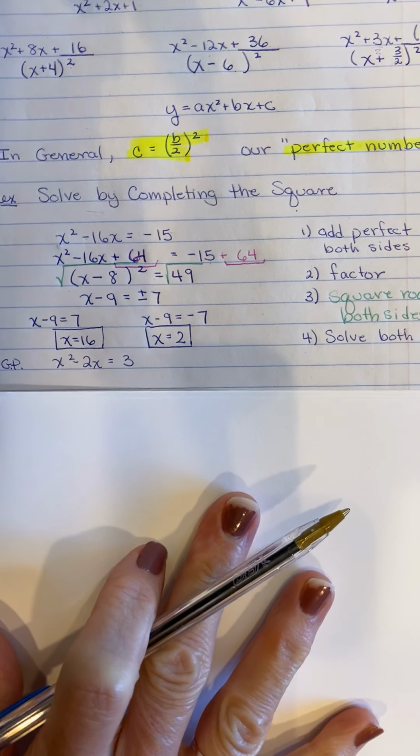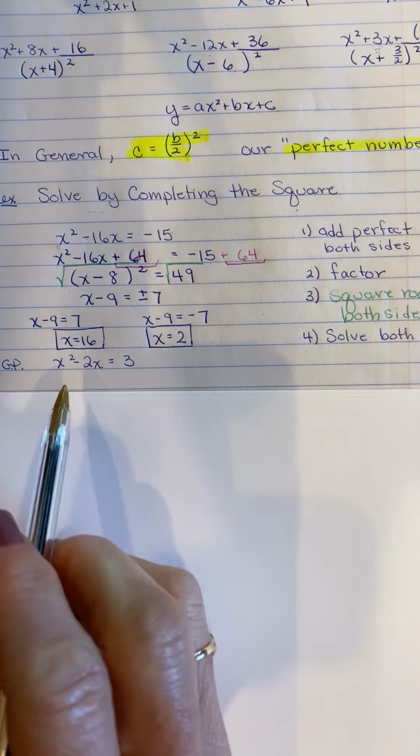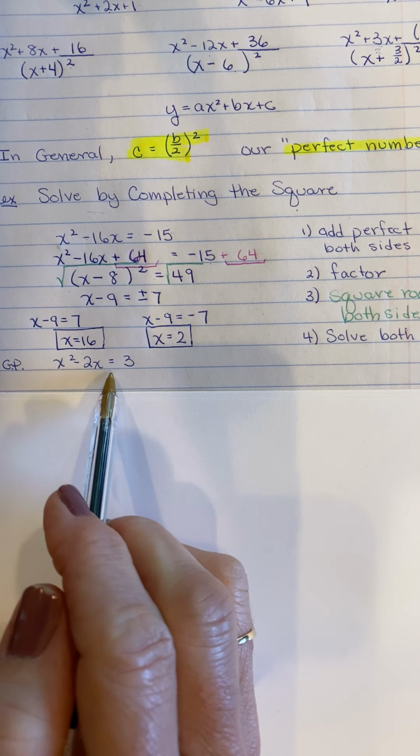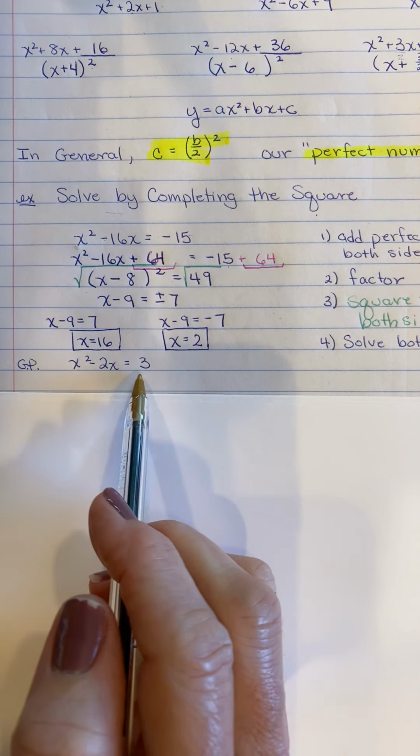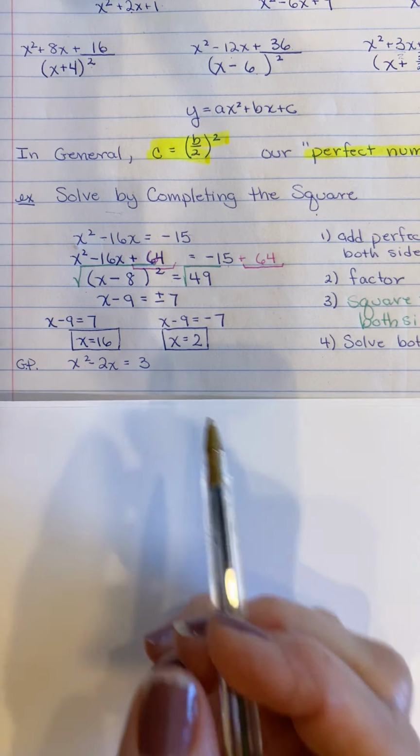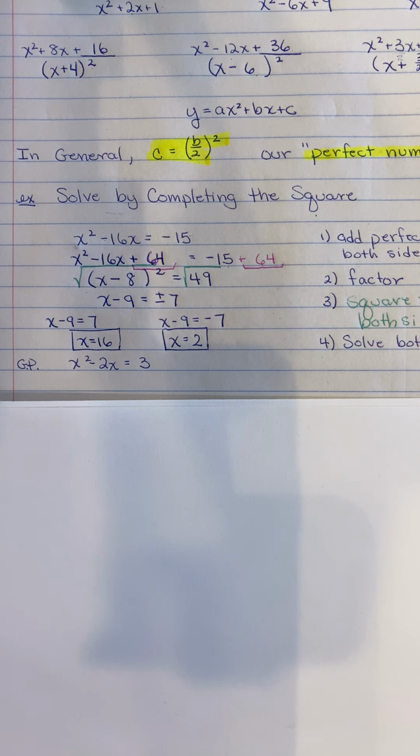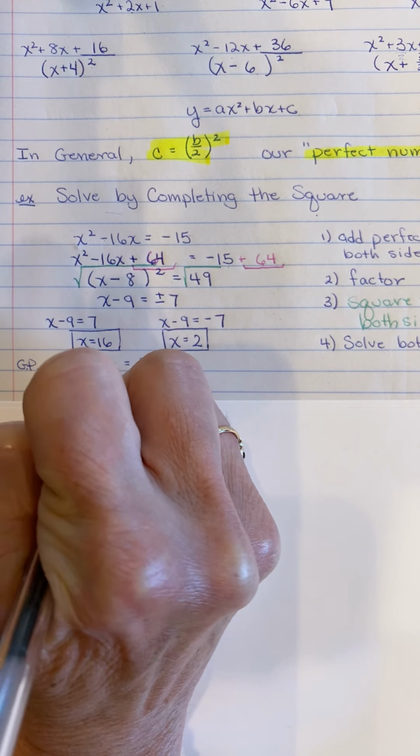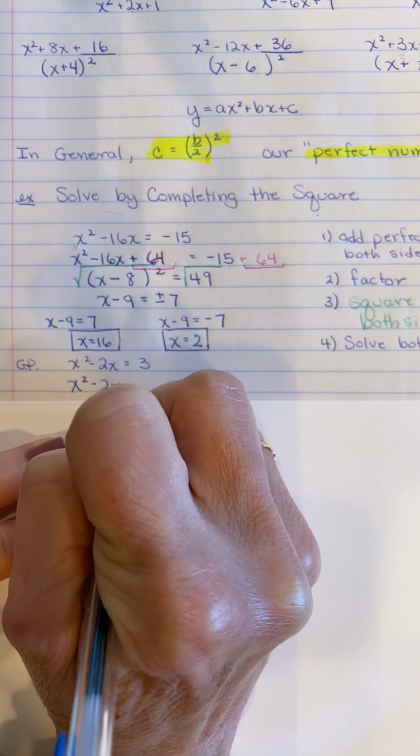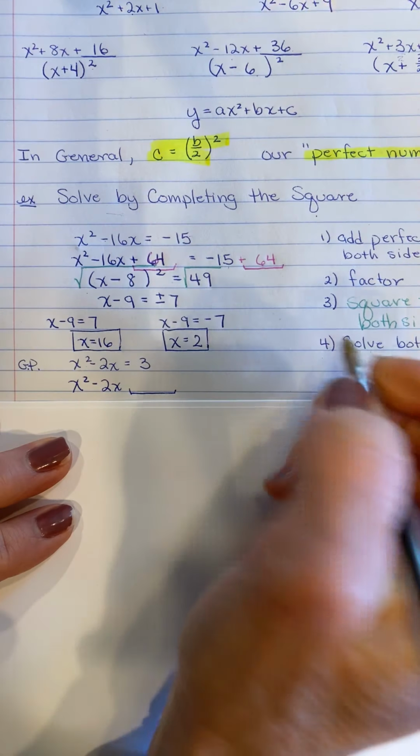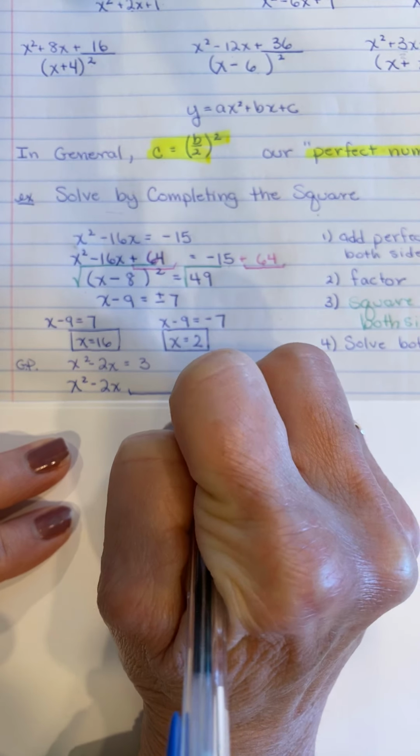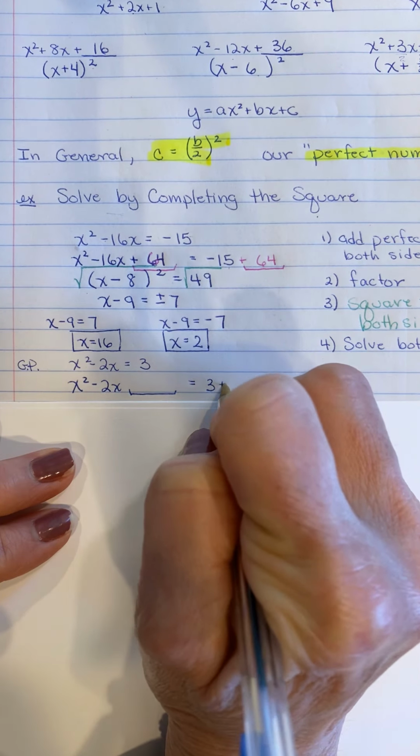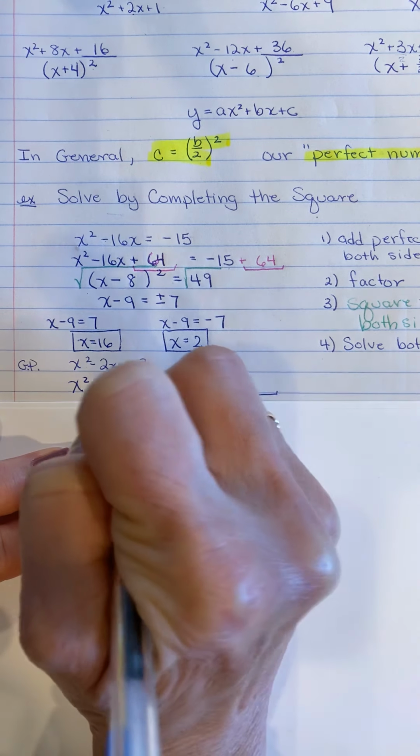This is the guided practice in your book. x squared minus 2x equals 3. We want to solve this by completing the square. So we're going to rewrite this: x squared minus 2x, leave a little space for your perfect number, is equal to 3. And then remember, we're going to add the perfect number on this side also.